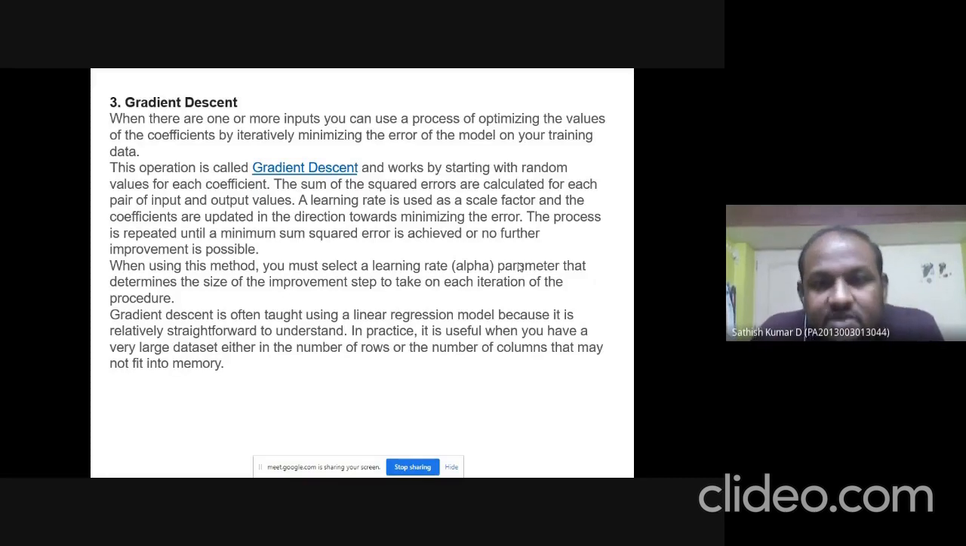A learning rate is used as a scale factor, and the coefficients are updated in the direction towards minimizing the error. The process is repeated until a minimum sum squared error is achieved or no further improvement is possible. When using this method, you must select a learning rate parameter that determines the size of the improvement step to be taken on each iteration of the procedure. Gradient descent is often taught using a linear regression model because it is relatively straightforward to understand.